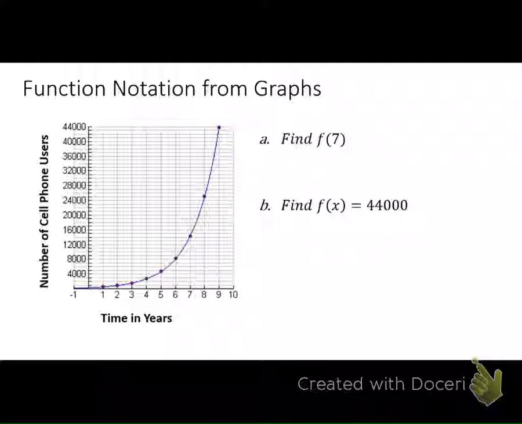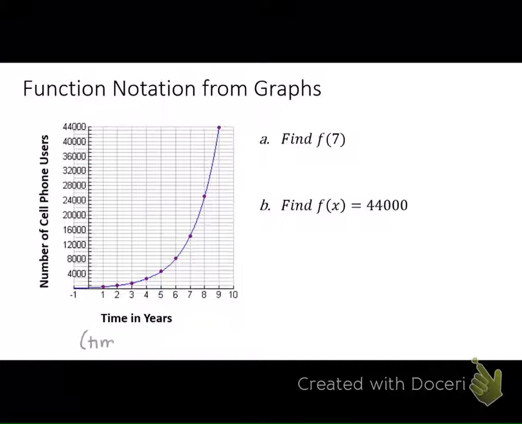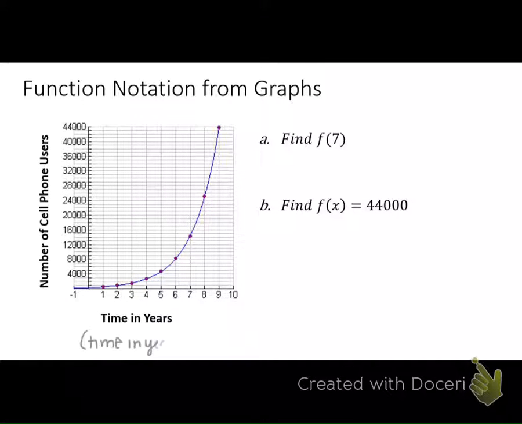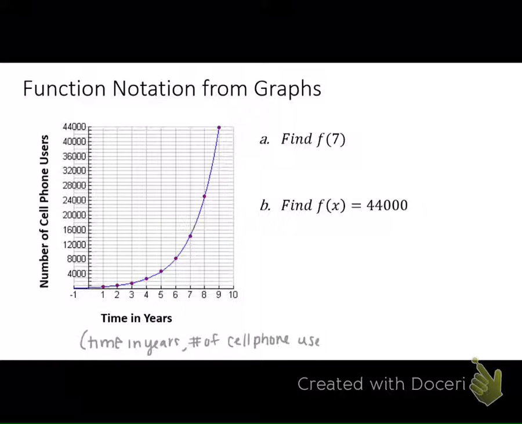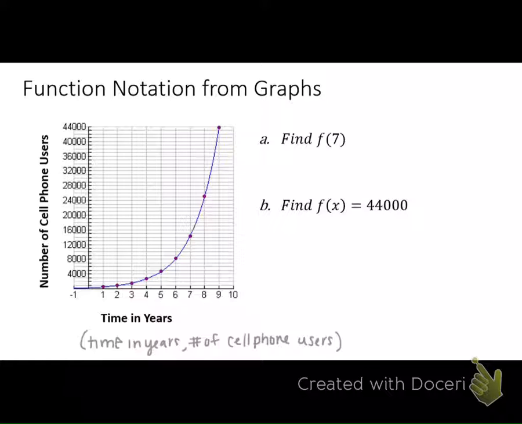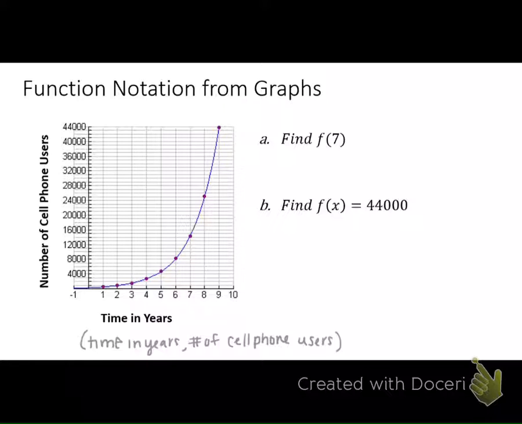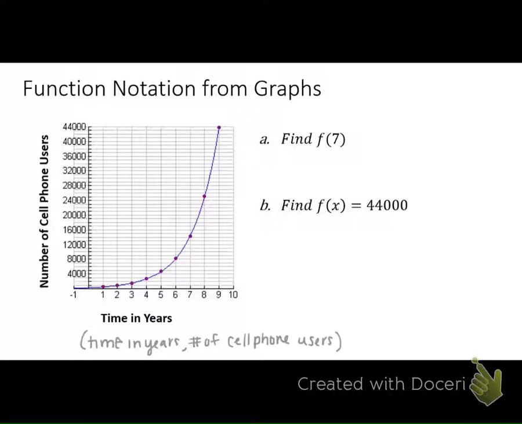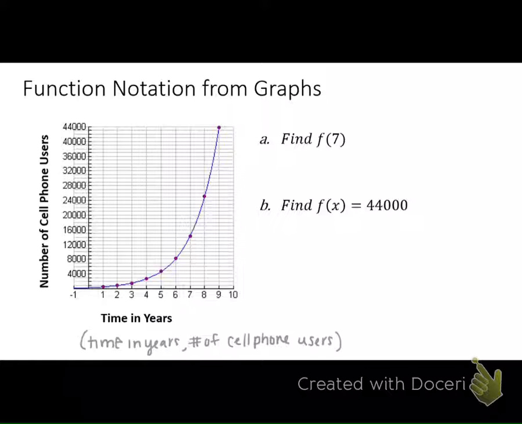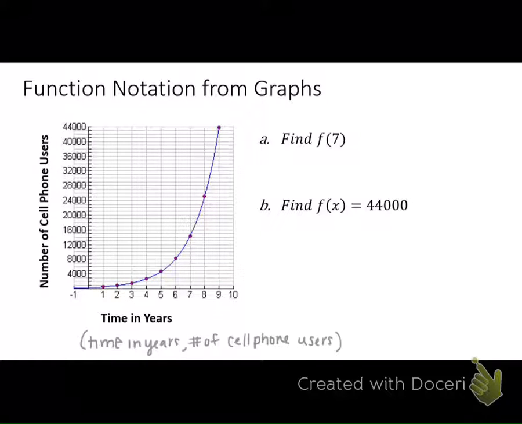All right, function notation. It's the number of cell phone users and time in years. So we know it's x comma y. So time in years is x. And number of cell phone users is y. So we know that when we go to write up our answer, since there's units on this, we must use those units. You must use those units whenever there are units given. Do not just give me a number.